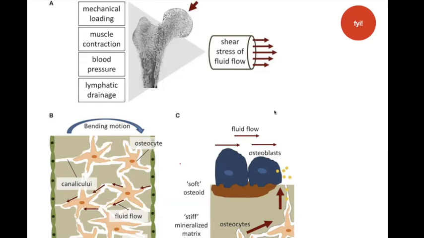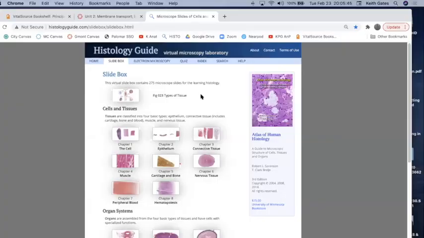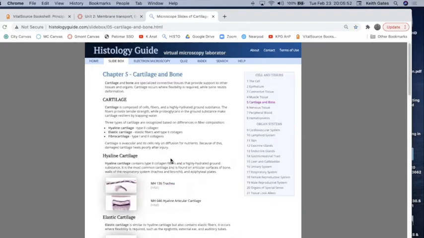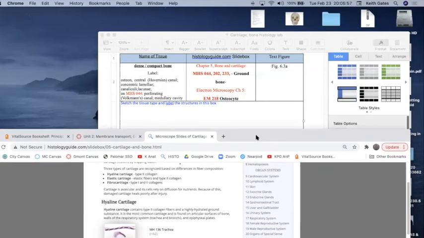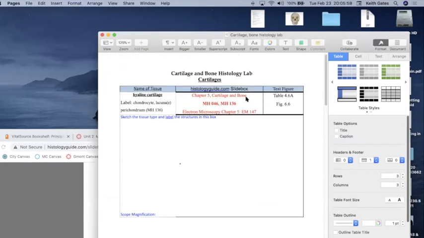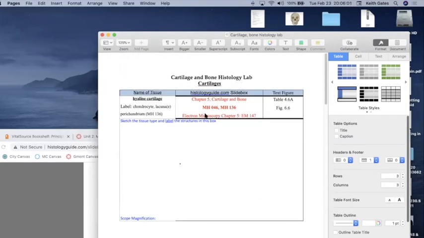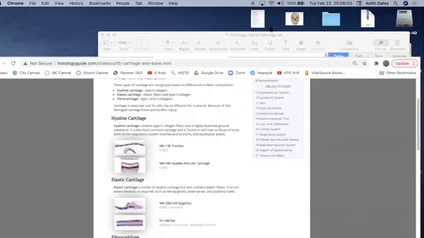Again, you want to watch the lecture, the actual videos on it. I go into a little more detail about some of the bigger picture of the cartilage and bone tissue organization. And we'll go back to his dreaded histology guide. We're going to look at chapter 5, cartilage and bone, for all this. And we're just going to look at a couple of samples of the cartilage, right, which will be MH046 and MH136.